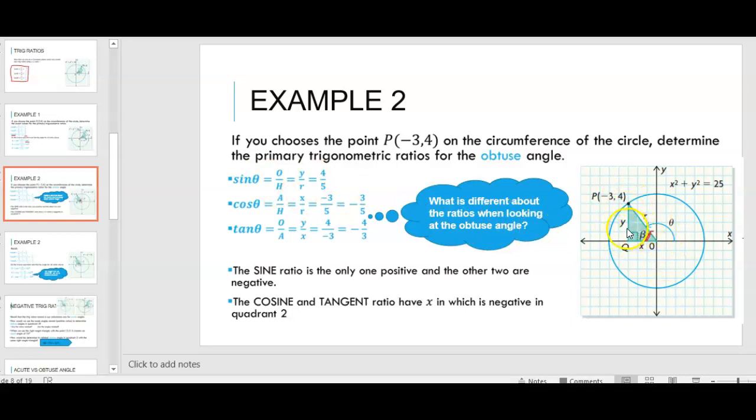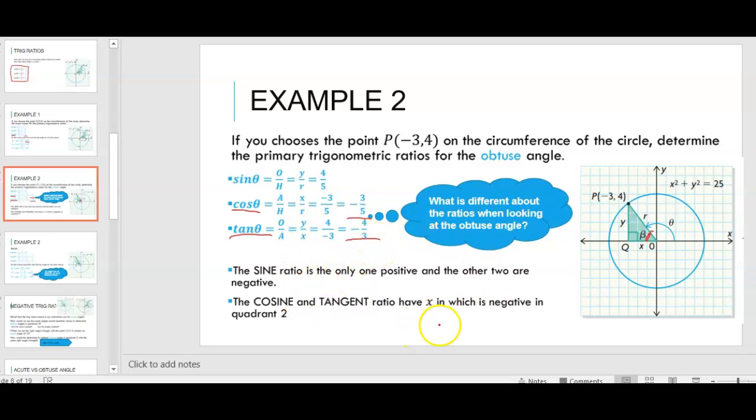Sine of theta equals y over r. Now y is still positive, 4. The y value of point P is 4, and the x value is -3. So sine of theta will be 4 over 5. Cosine of theta is x over r. X in the second quadrant is negative, in this case -3. Therefore, cosine of theta will equal -3 over 5. Same way for tangent. Tangent is opposite over adjacent, y over x. X is negative, so our ratio will be negative 4 over 3.